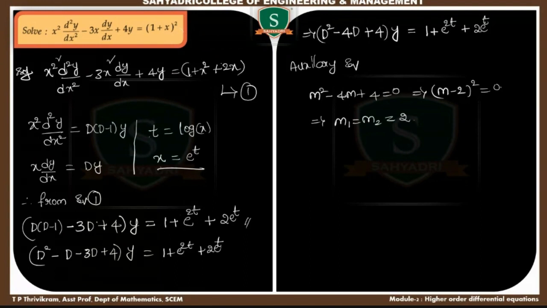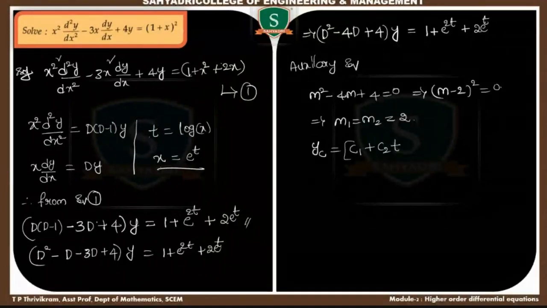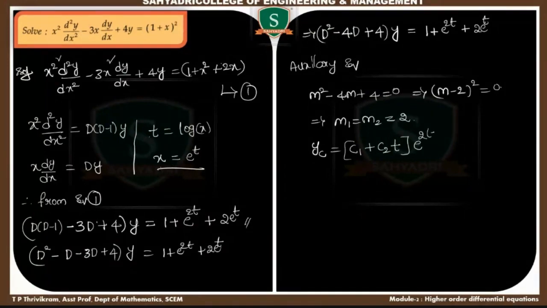So when roots are repeated, what will be the general solution? That means complementary solution: (C1 plus C2 x) into e power 2x. In the place of x, the variable must be t, so replace with t: yc is equal to (C1 plus C2 t) into e power 2t. Again substitute back t value here. So if we substitute back, t value is log x.